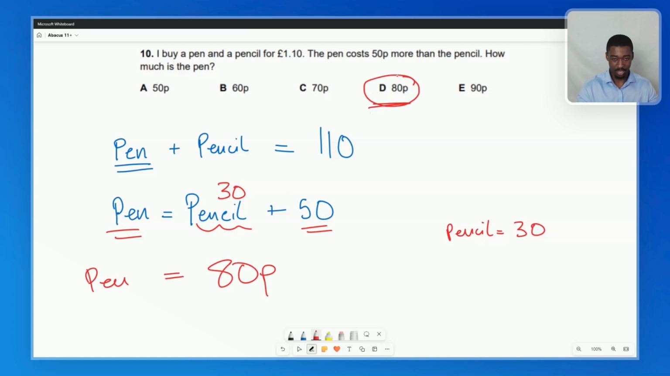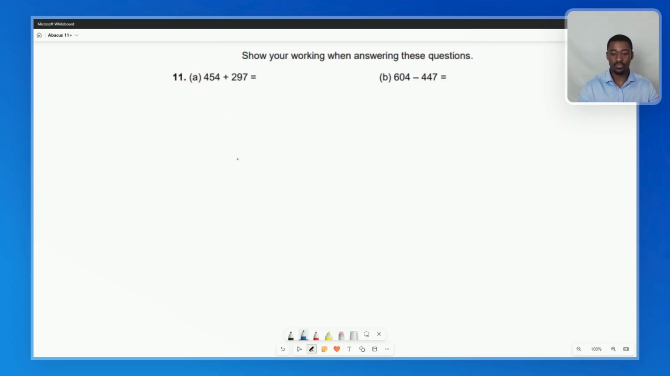So D is our answer. And that's definitely one of the harder, more advanced questions. But once you understand the concepts that underpin it, you can get it right every single time. Our answer is D.